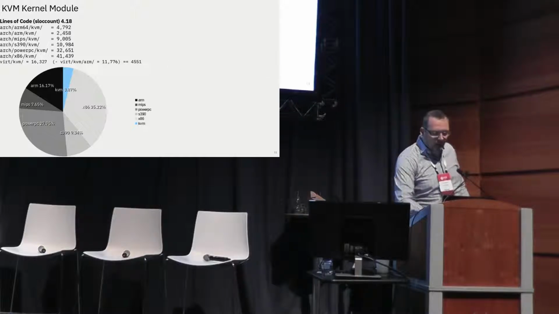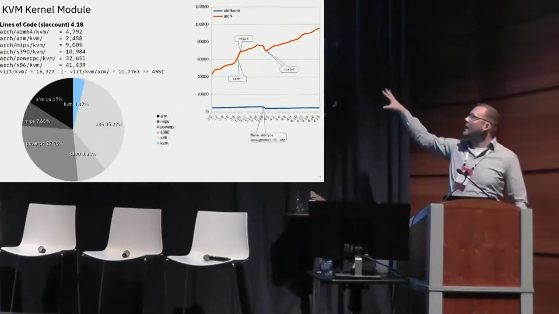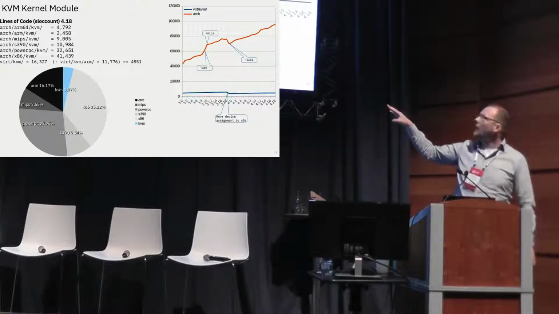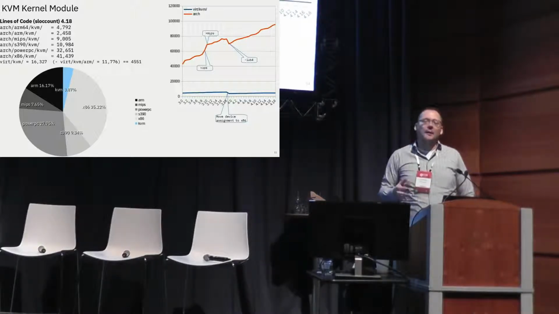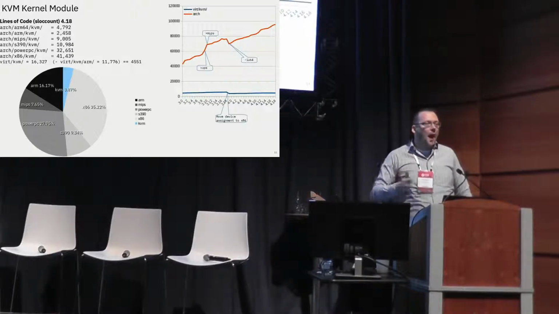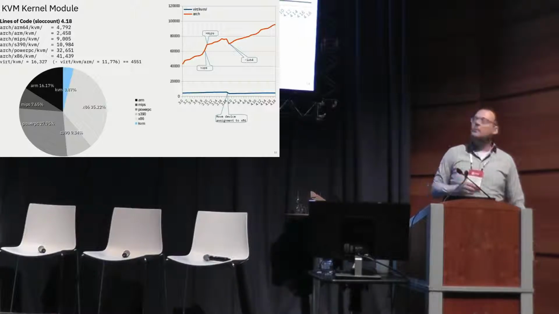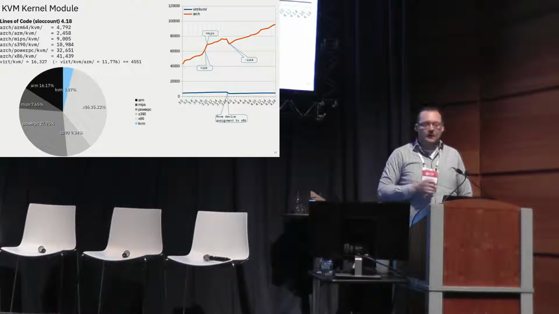So I checked the last releases, and it turns out, no, it did not get better. In fact, the bluish line here is the amount of code that is common across all architectures, and the red line is the code within the architecture files. And as you can see, the architecture-specific code is growing in a linear fashion, but it's growing pretty heavily, while the common code almost stays the same.